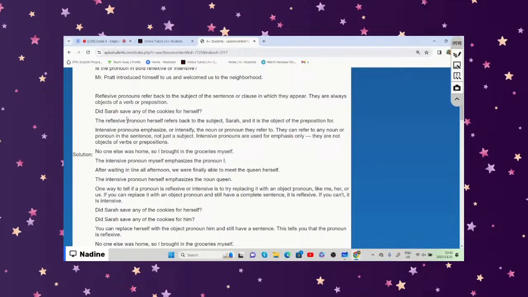So, after waiting in line all afternoon, we were finally able to meet the queen herself. Which means that this is intensive. After waiting in line all afternoon, we were finally able to meet the queen. And we said this is an intensive pronoun, herself, that emphasizes the noun queen.